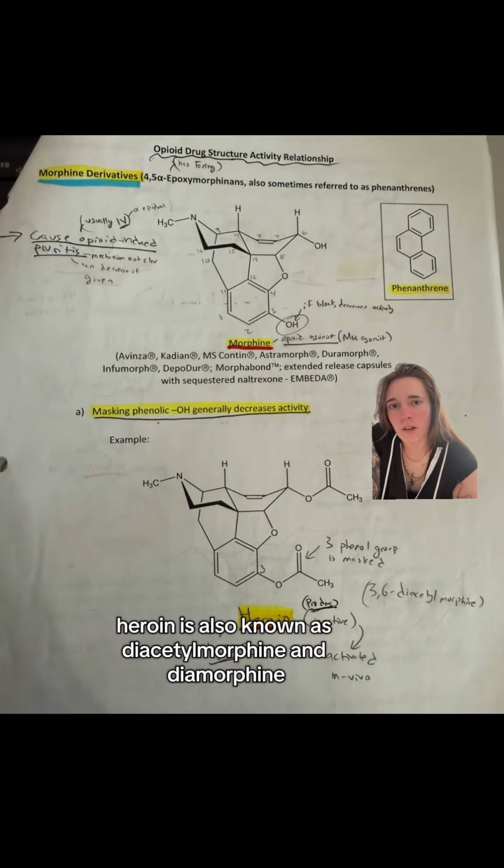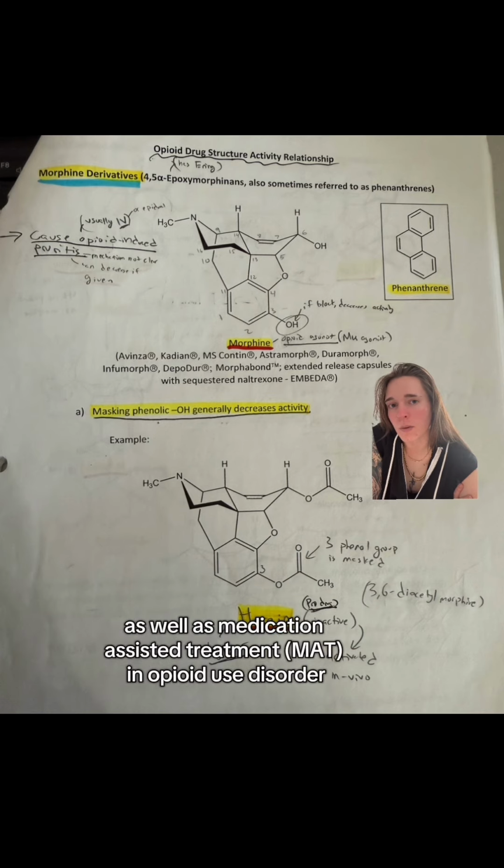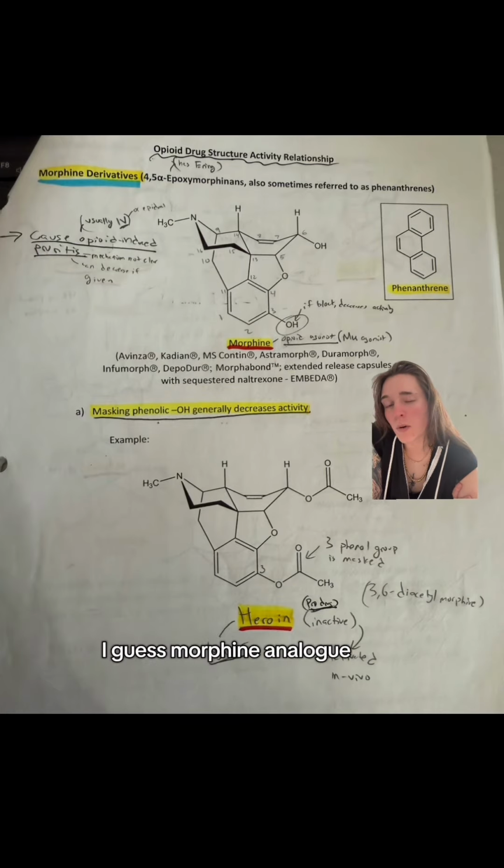Next, we're going to look at heroin. Heroin is also known as diacetylmorphine and diamorphine. It's used in other countries for palliative care as well as medication-assisted treatment and opioid use disorder. Before going into this, let's look at the SAR of opioids, I guess morphine analogs.